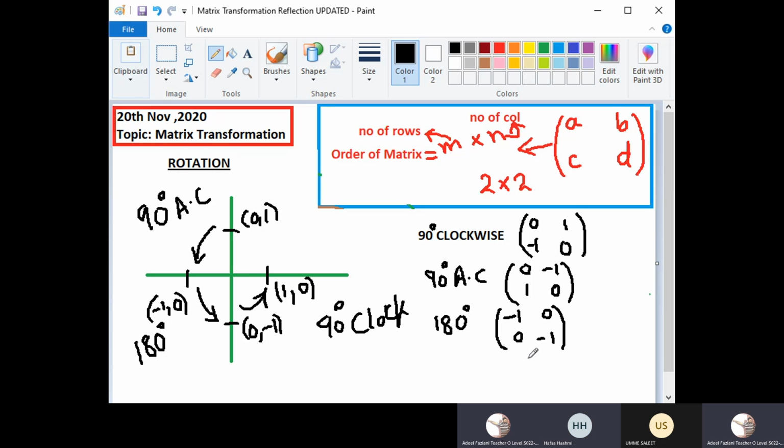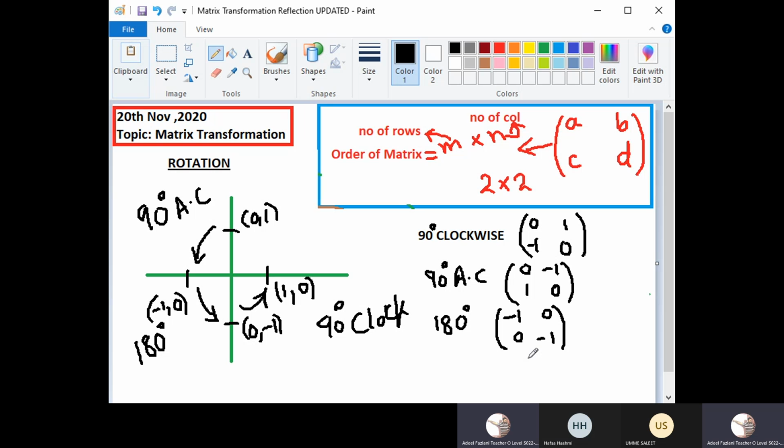In rotation, we move anti-clockwise, and first of all, we mark the coordinates, like the second coordinate is for 90 degree anti-clockwise, the first and third coordinate is for 180 degree, and the fourth coordinate is for 90 degree clockwise. And then we jot down the coordinates according to their degrees.